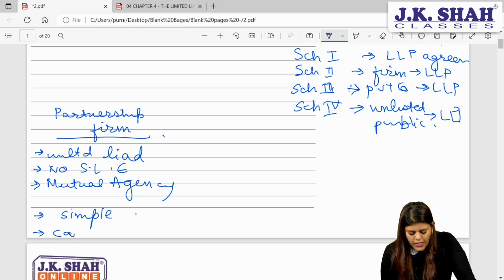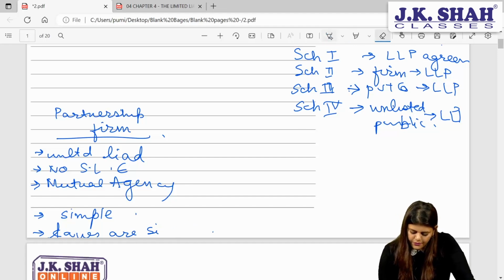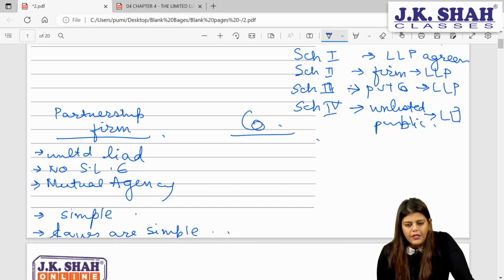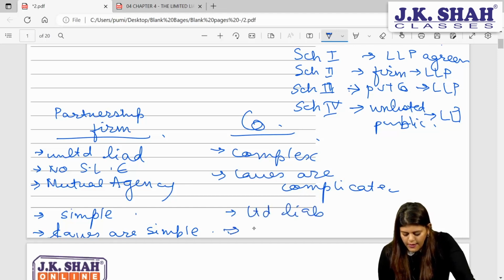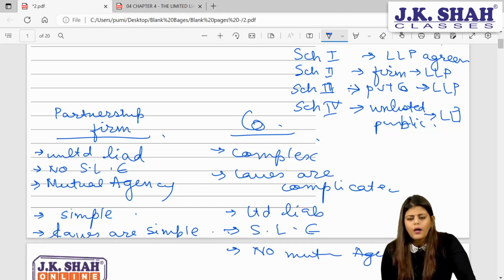And the laws are also very simple. Compared to your Companies Act, laws are also very simple. If I talk about a normal joint stock company, the bad things, it's very complex, very complicated. Even the laws are also very complicated. But the good things are, boss, it has limited liability. Yes, it has separate legal existence, and it has no mutual agency. So if one shareholder does something, other shareholders are not responsible, the company is.